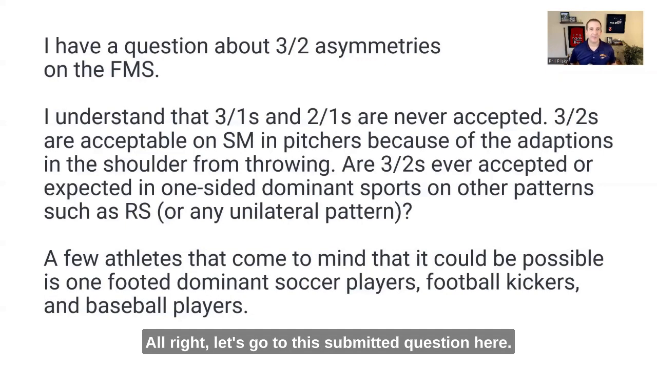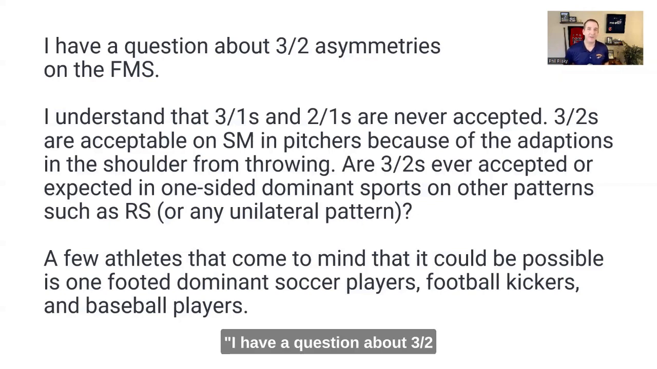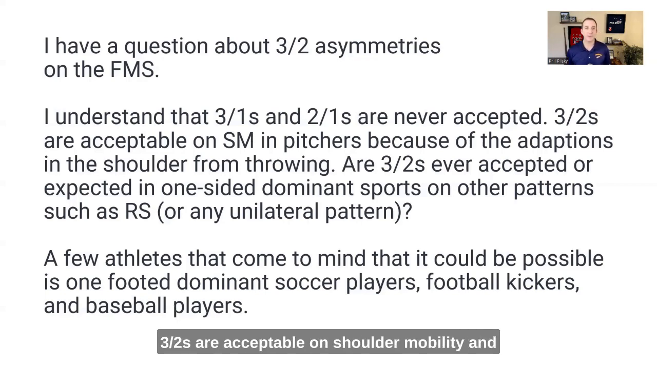All right, let's go to this submitted question here. I have a question about 3-2 asymmetries on the FMS. I understand that 3-1s and 2-1s are never accepted or acceptable. 3-2s are acceptable on shoulder mobility in pitchers because of the adaptations in the shoulder from throwing. I assume referring to the humeral torsion that occurs, a bony adaptation there.